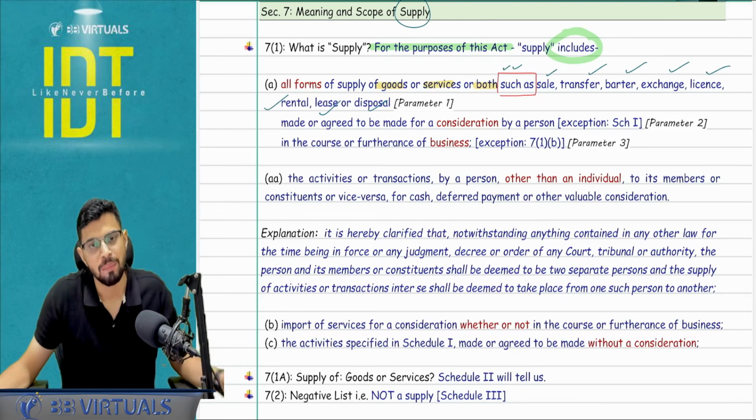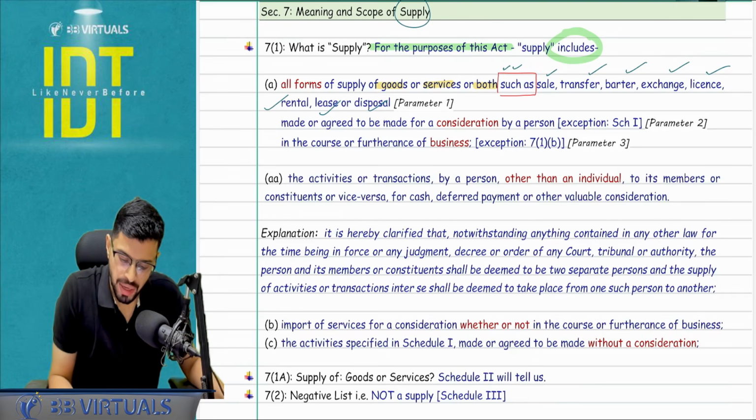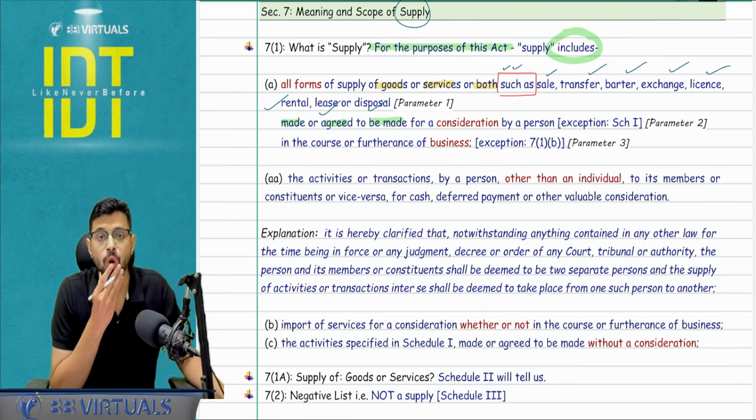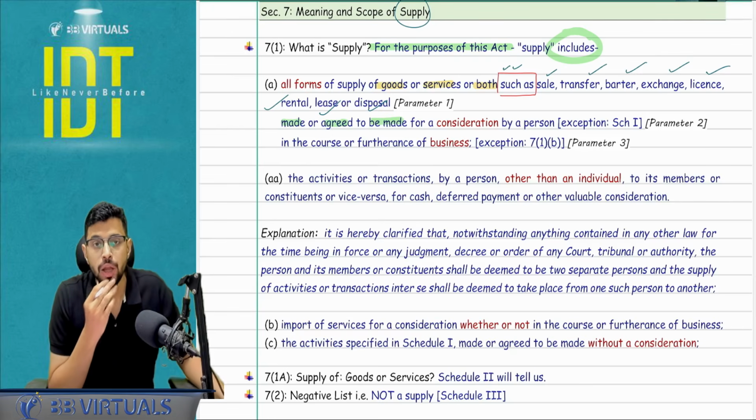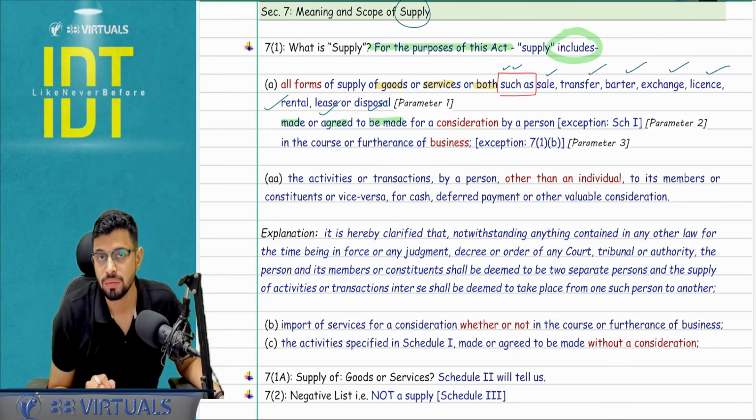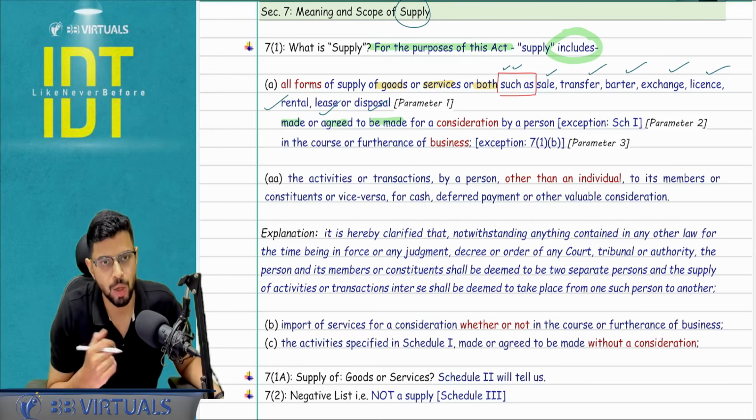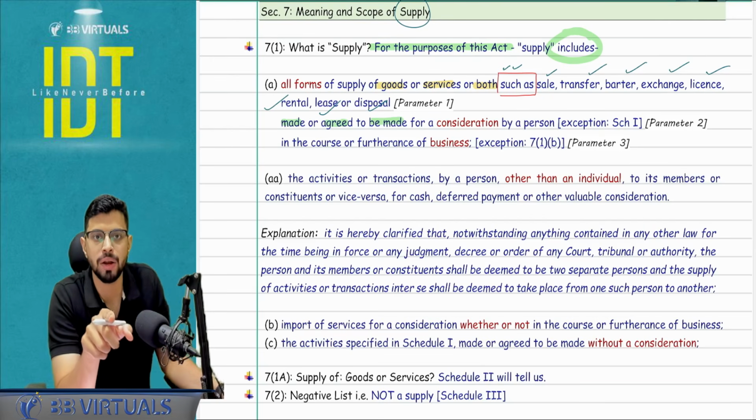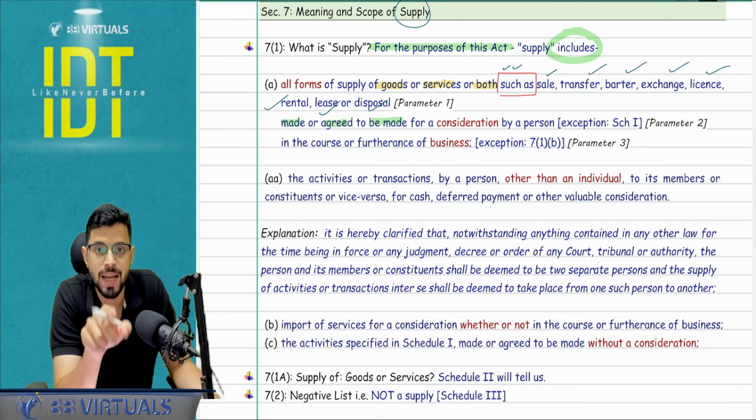Okay, sir. Parameter number 2, made or agreed to be made. So sir, if we enter an agreement, and consideration is yet to be transferred, is it a supply? Yes. You pre-booked the class 1 month before. The supply has not yet started formally. Let's say the pre-booking is just by paying rupee 1. You are yet to give me the consideration, but the supply has been entered into.